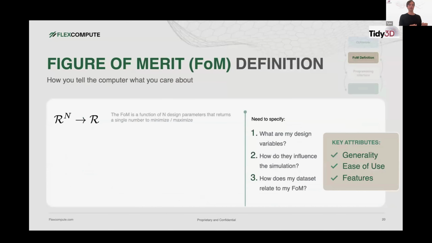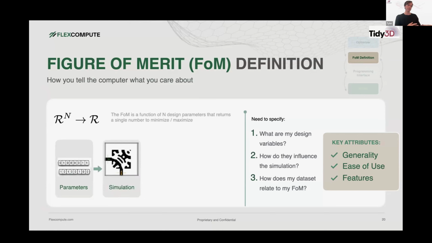Now, the crucial thing is the figure of merit definition. This is how you tell your computer what you care about and what you want to optimize. Mathematically, this is a function that takes n parameters and returns one float, which is a figure of merit. Canonically, you have your design parameters, which are maybe just an abstract array of values. These define your simulation. Given your parameters, you can create a simulation. You can run that simulation with FDTD to get a data set. And then from the data set, you can extract your figure of merit. So this is the typical pipeline, and this is what we want to model with our inverse design tool.